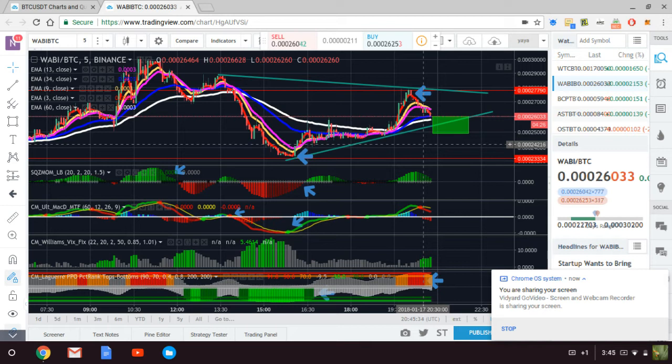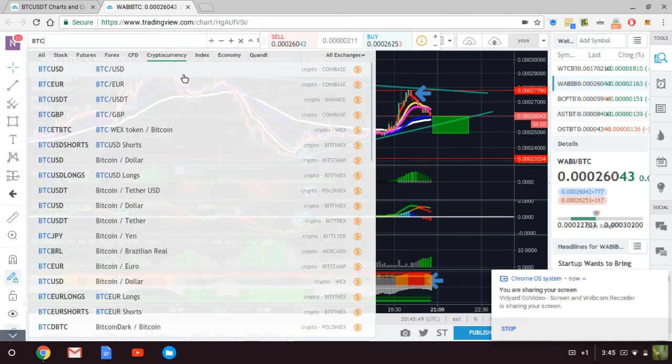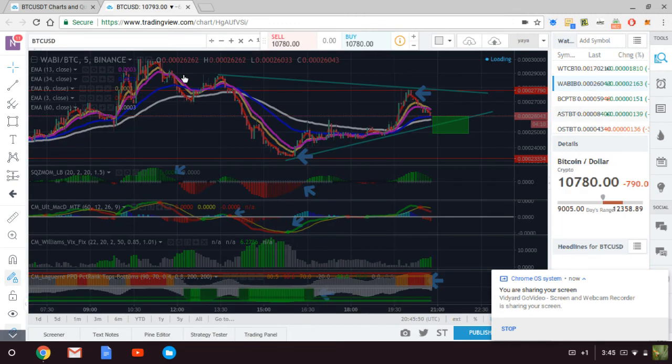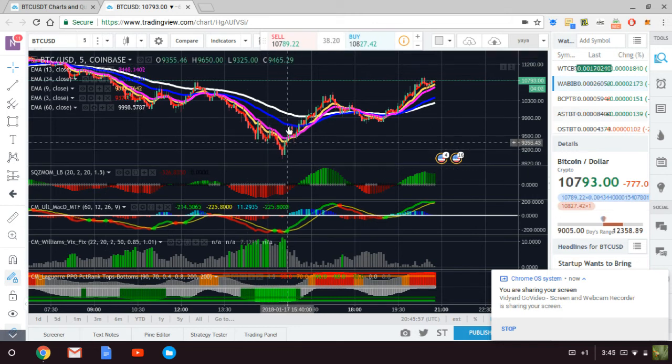And yeah, with these indicators, it really helps show you which way the market is going to move, up or down. Let me show you another coin. Since everyone's talking about Bitcoin, let's load up some Bitcoin. So I use Bitcoin to USD, and you can see Bitcoin right here. This is a 5-minute chart too, so every candle is 5 minutes.